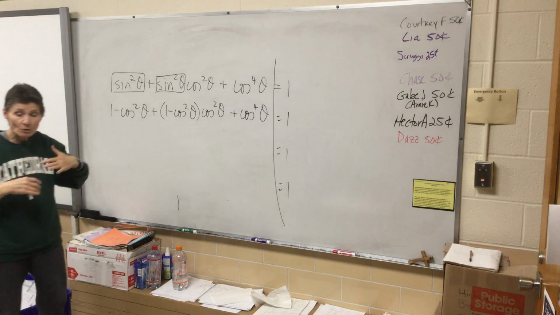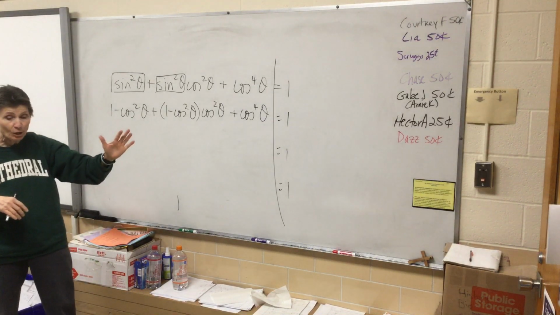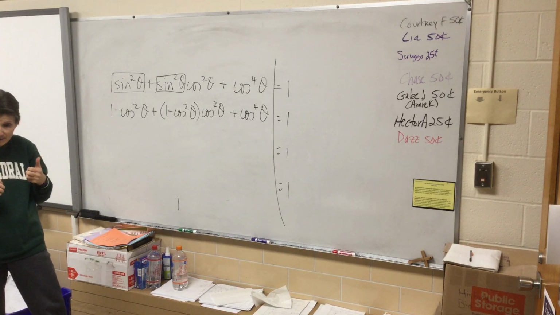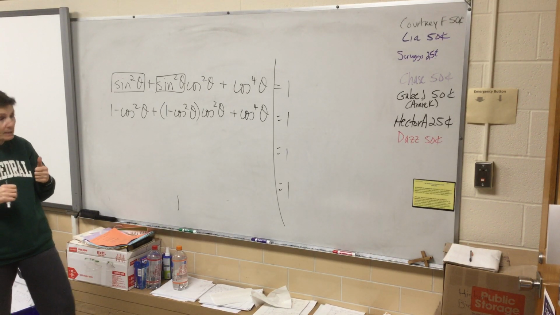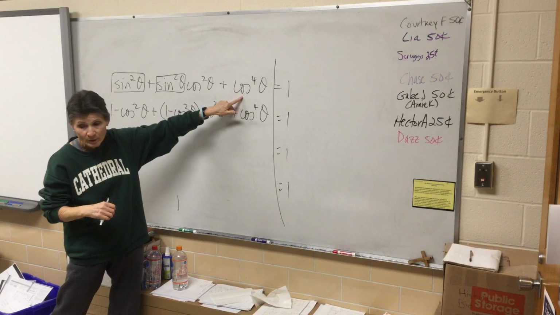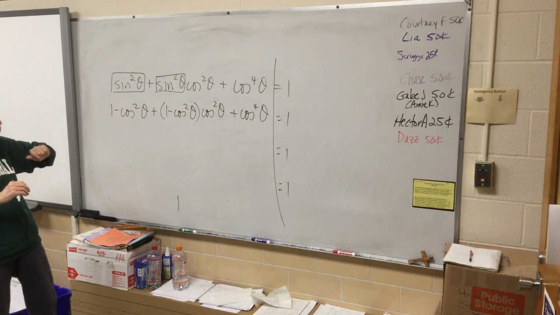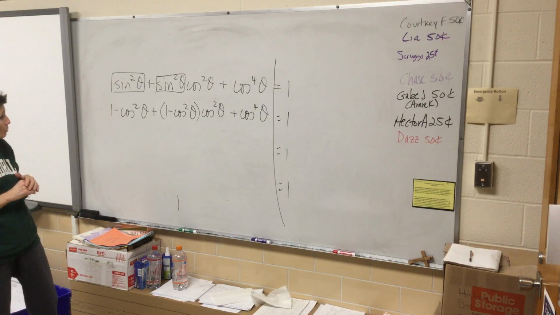Now, I chose to change everything into cosines. Could we have done the same thing, changing everything into sines? Yep. That would have been cosine squared squared, so that would have been 1 minus sine squared squared, and I would have had to FOIL. That's why I decided to go this way.